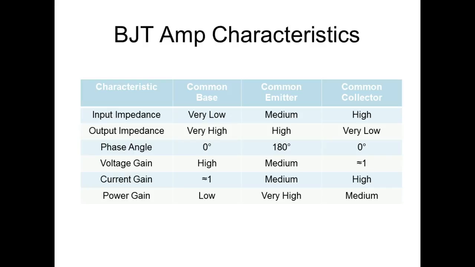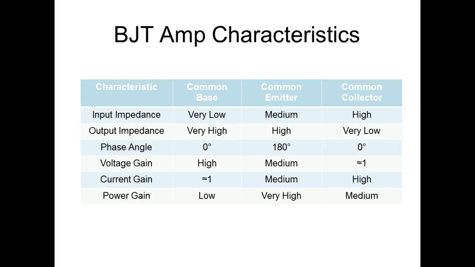So common base has a very low input impedance, a very high output impedance. We get a 0-degree phase shift. The voltage gain is high. The current gain is slightly less than 1. And it's got a low power gain. We use these guys in high frequency applications, right? These are the 2 guys that we're studying.